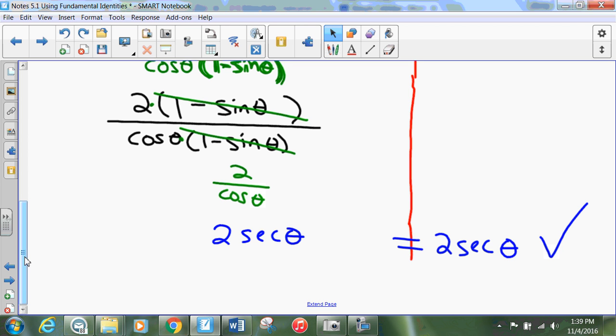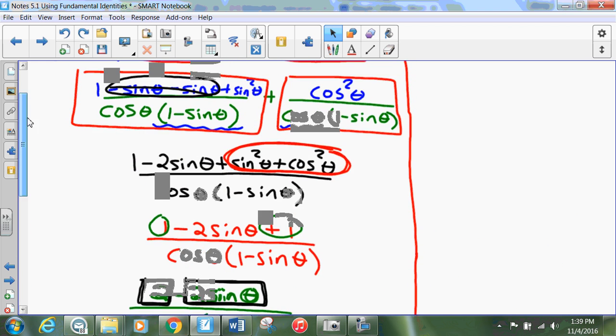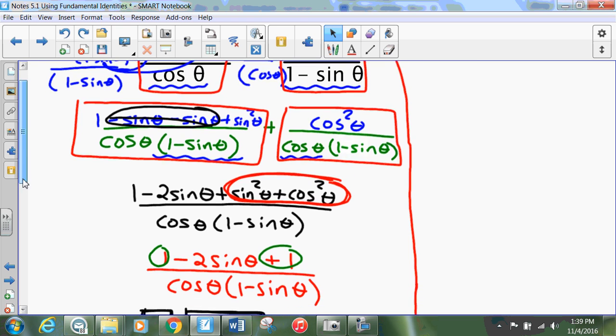Once again, verifications, like proofs, are for the reader. So you want to make sure that you don't skip steps so that the reader of the verification understands that you really did verify that one side equals the other. And so in the case of your test, I am the reader. So make sure you show all of your steps.